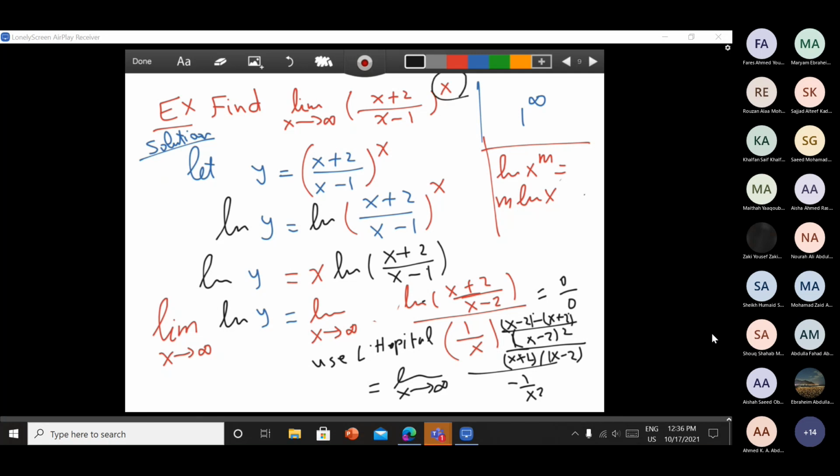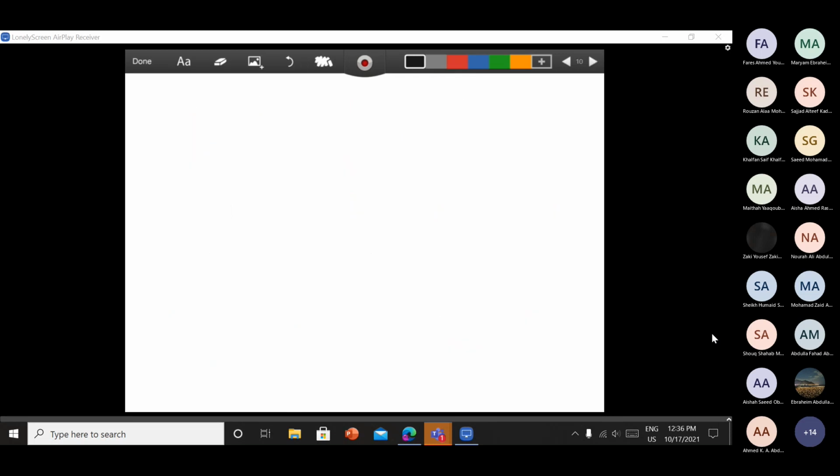So how to get rid of the power? You let y equal to your function, and then you take ln for both sides. Now, I will give you this one, and I would like you to try it.